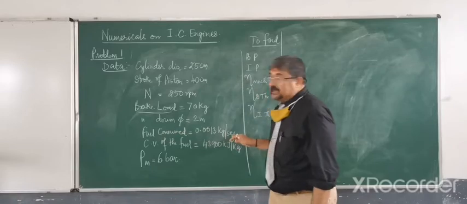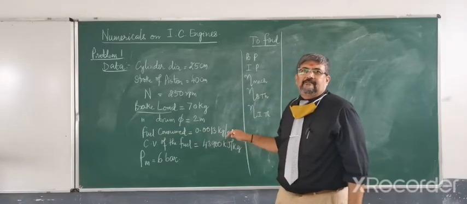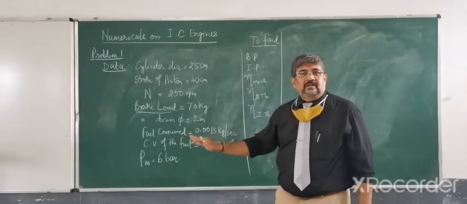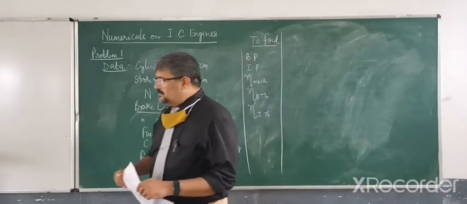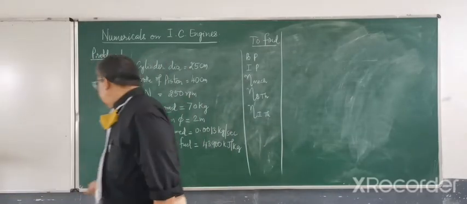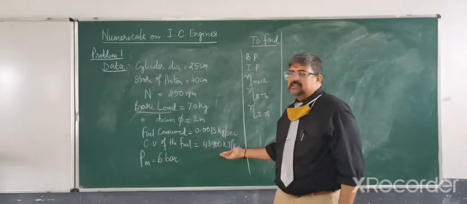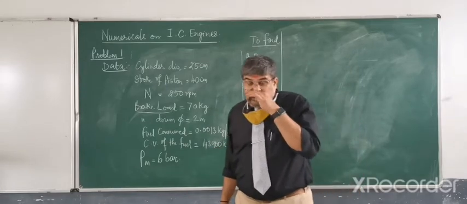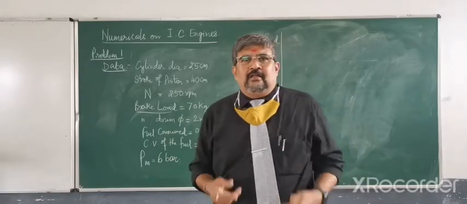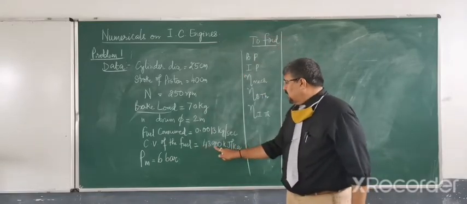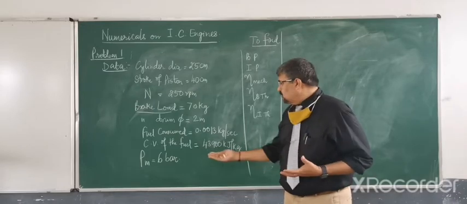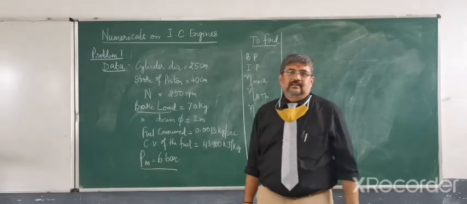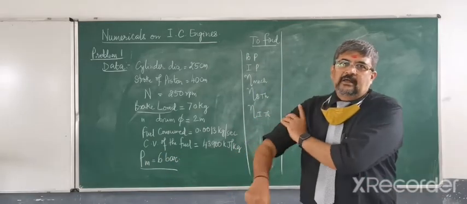Fuel consumed is given in kg per second. You have to be very careful when you look at the units here. The fuel consumed is not given in kg per hour, but in kg per second. Then we have the calorific value of the fuel, that is diesel, given as 43,900 kilojoules per kg. That means if I take 1 kg of diesel and burn it, it is going to release 43,900 kilojoules of heat. Then the mean effective pressure is given as 6 bar. You can see that the value of mean effective pressure is given in bar.